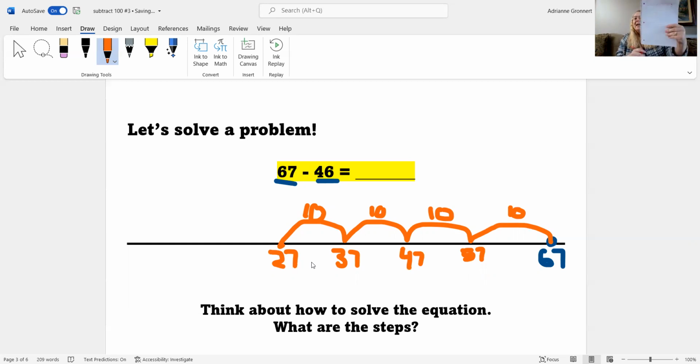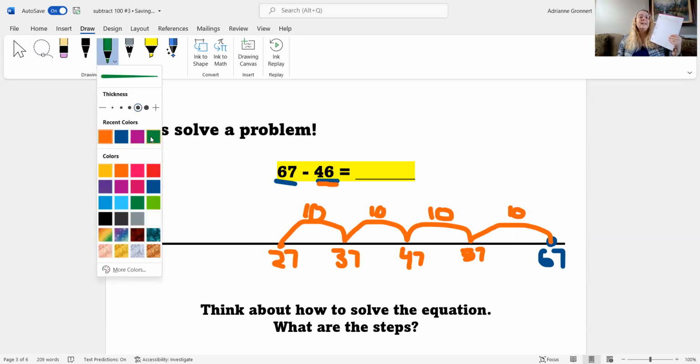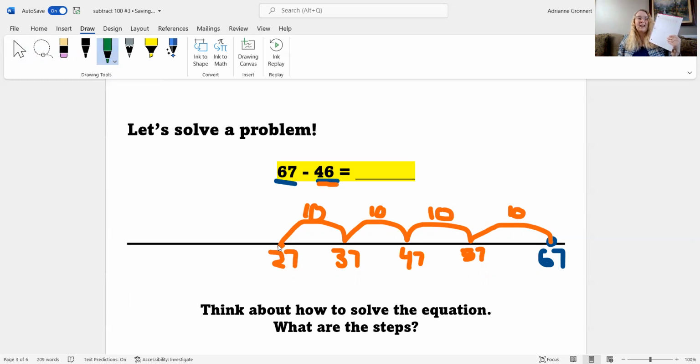Okay, what's my next step? Yes, I look at the subtrahend again and I see that the number 46 has 6 ones. So I need to jump backwards 6 small jumps. Let's do that now. 1, 2, 3, 4, 5, 6. And I need to count to see where I landed. You got it. Let's do it.